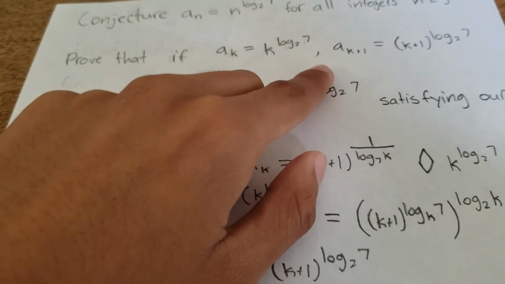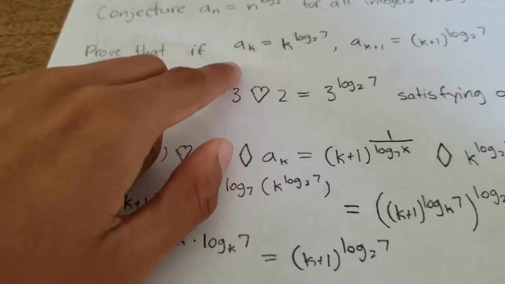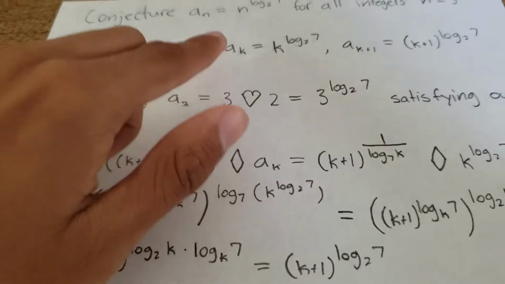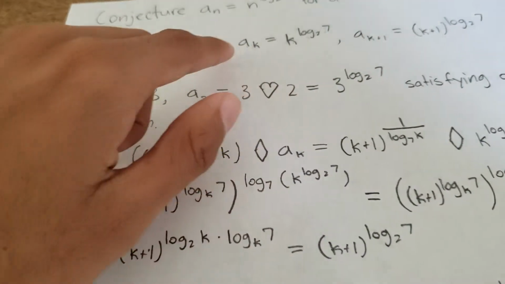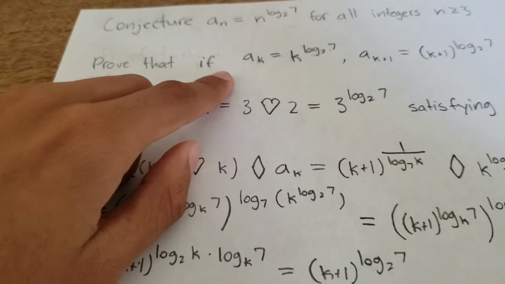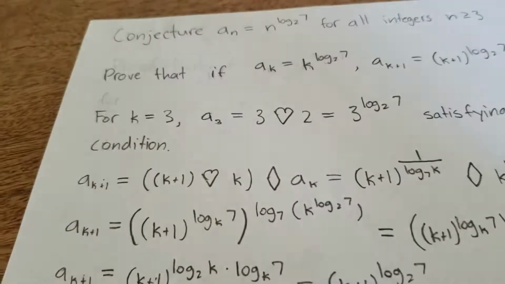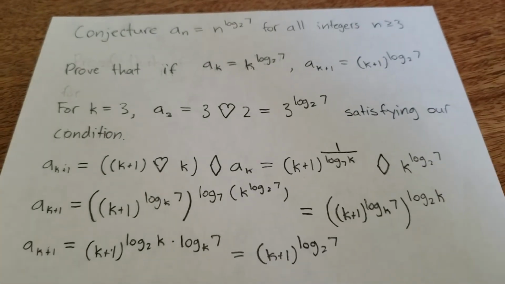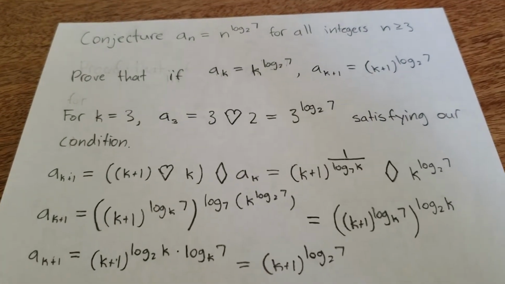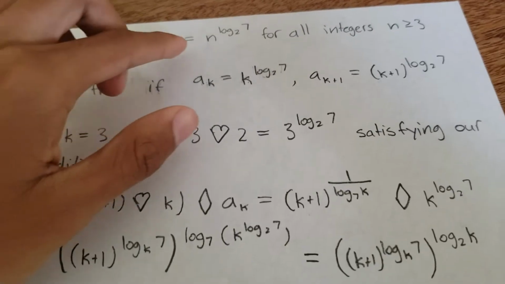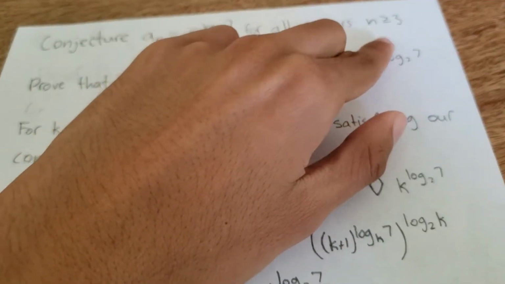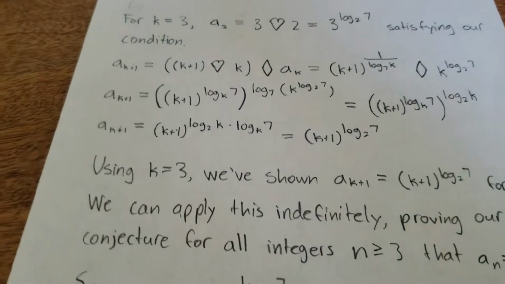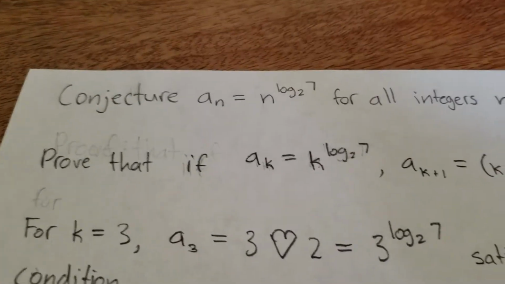Now, we can also equally assume that because it holds for k is equal to 4, then we can prove it holds for k is equal to 5. Because it holds for k equals 5, we can prove it holds for k equals 6, and so on and so forth. We can prove it indefinitely for all integers, such that a sub n is equal to n to the log base 2 of 7 for all integers n is greater than or equal to 3. So now that we've proved that rigorously, we can now apply this formula without any fear that we're wrong.